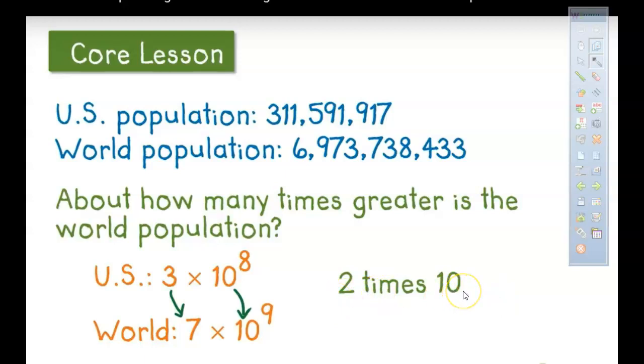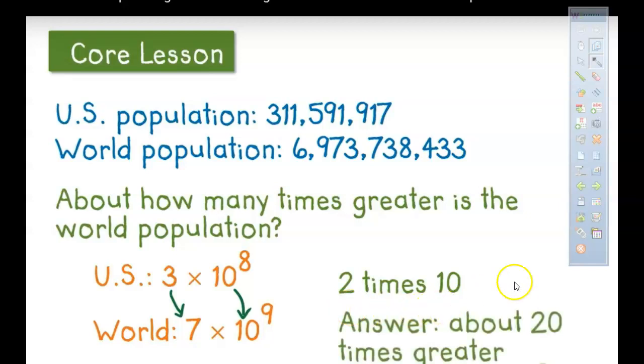Also by 10 to get from the U.S. population to the world population. 2 times 10 is 20. So, roughly, the population of the whole world is about 20 times greater than the population of the U.S.